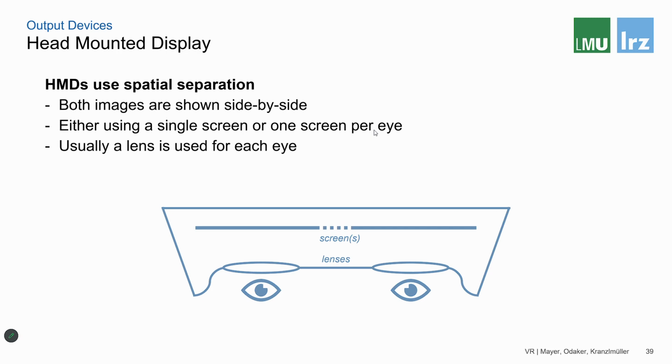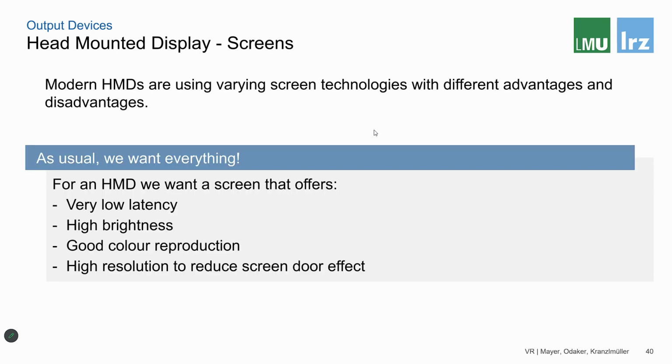So let's talk a bit about the screens first. There are various screen technologies and effects that they can cause that are used in modern head-mounted displays. First of all, let's think a bit about what we actually want from a screen that we put in a head-mounted display.